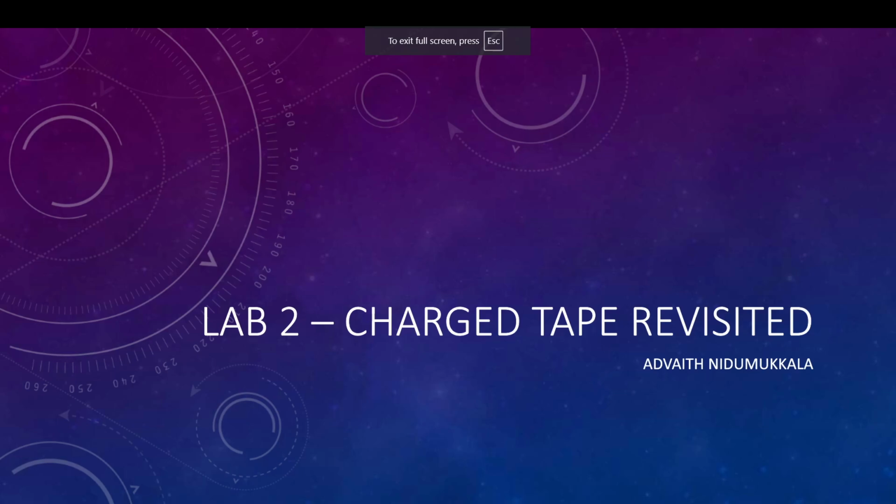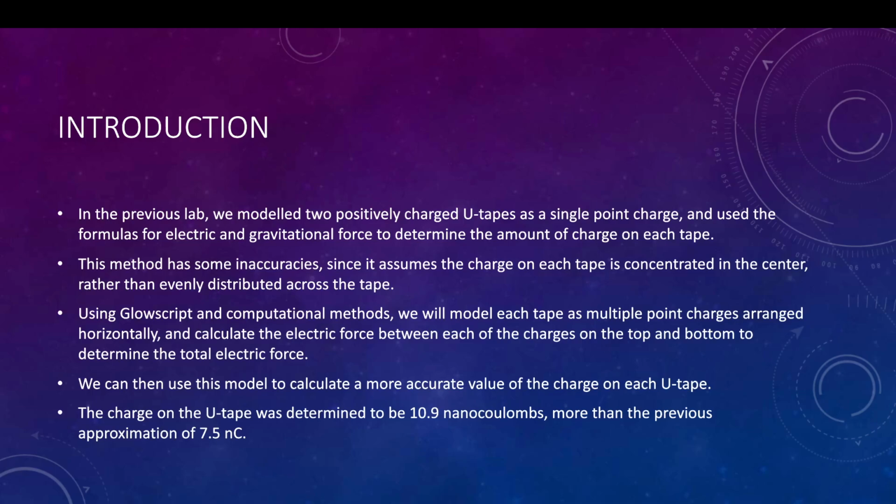2. Charged tape revisited. In the previous lab, we modeled two positively charged U-tapes as a single point charge and used formulas to determine the amount of charge on each tape. This method has some inaccuracies since it assumes the charge on each tape is concentrated in the center.